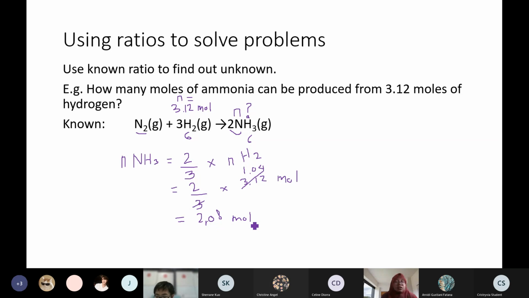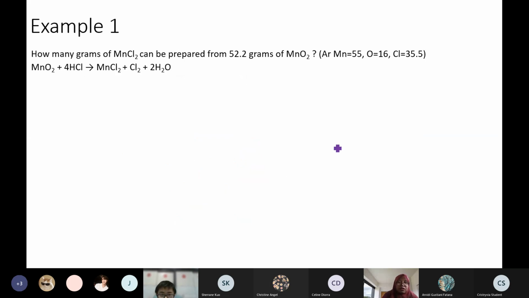That is the way to calculate moles of a known reactant or product. And then let's go to sample question number 1. We can calculate grams if we know the mass of a reactant or product, and we can also find mass if we know the volume of a reactant or product.